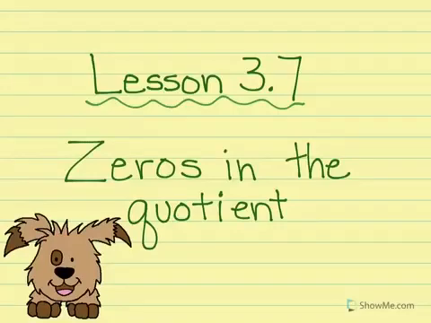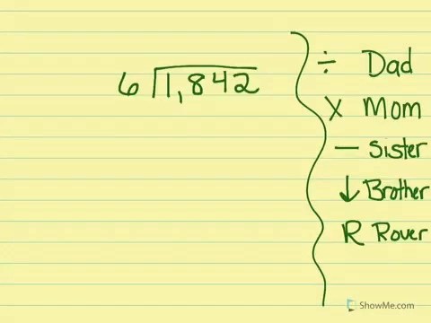Hi guys, this is lesson 3.7, zeros in the quotient. So the quotient is actually the answer in a division problem. So we're going to be looking at an example today where there's a zero in our answer. So I'm going to use the digit by digit method.